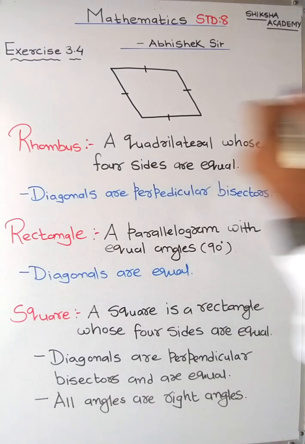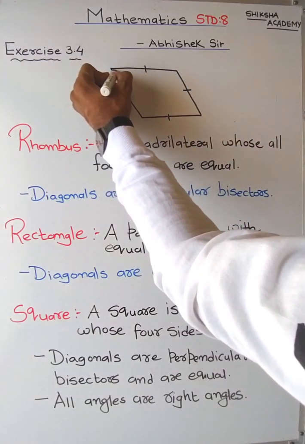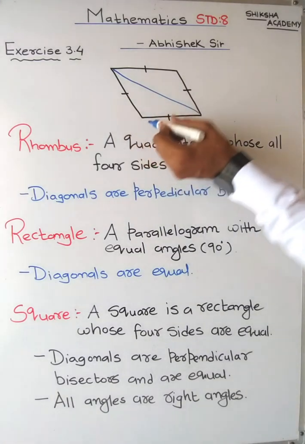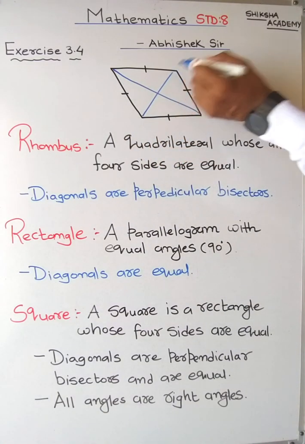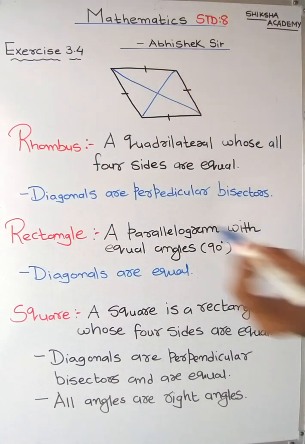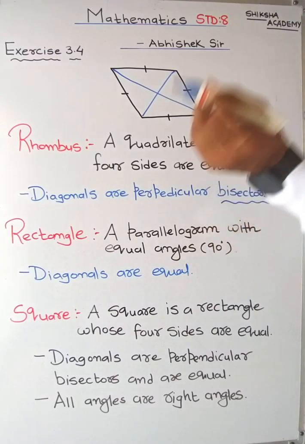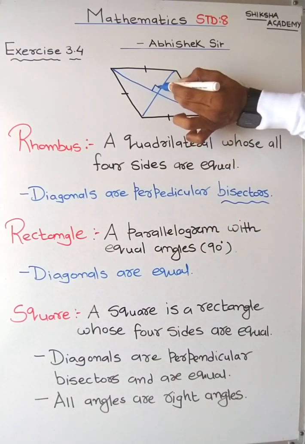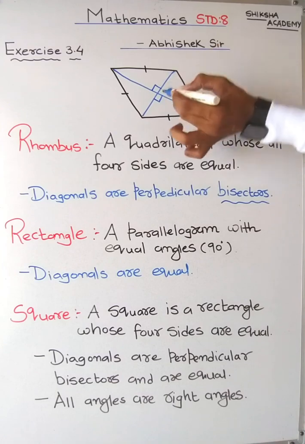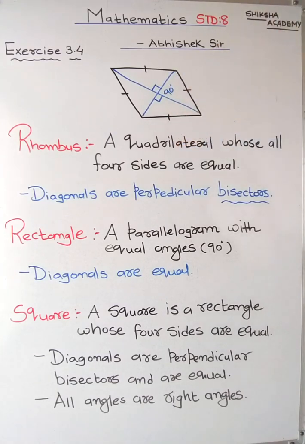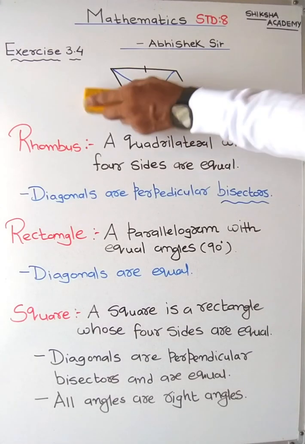So first of all, let us draw the diagonals. This is the diagonal, a rough diagonal. They are perpendicular bisectors. That means they intersect at right angles. They always intersect at 90 degrees. So this is all about the rhombus. Clear? Moving on to the next one.